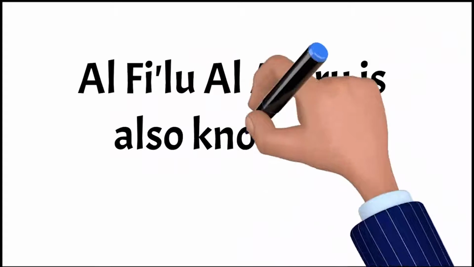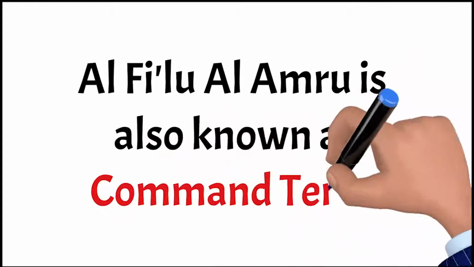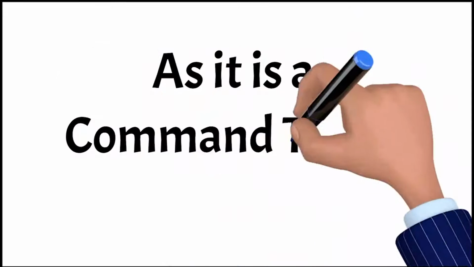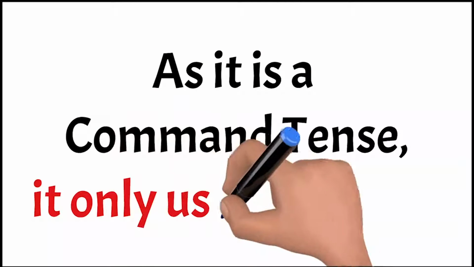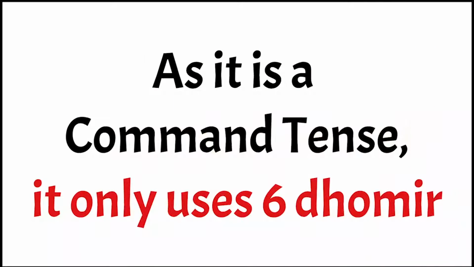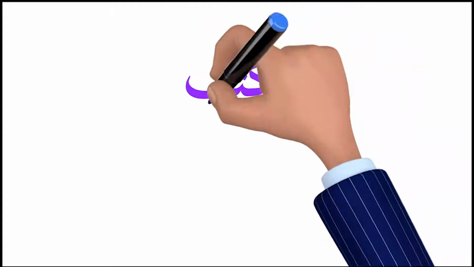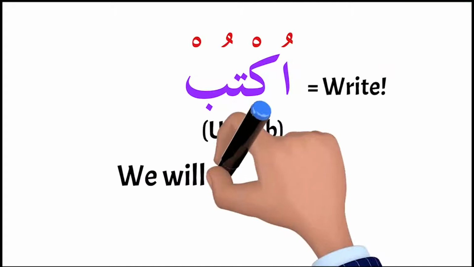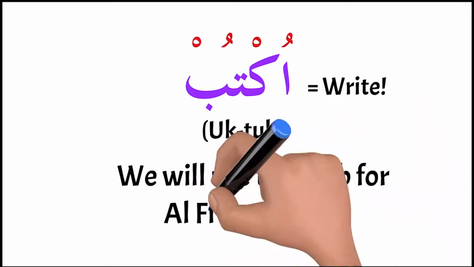الفعل الأمر is also known as command tense. As it is a command tense, it only uses 6 ضمير. اكتب means write. We will use the verb for الفعل الأمر.